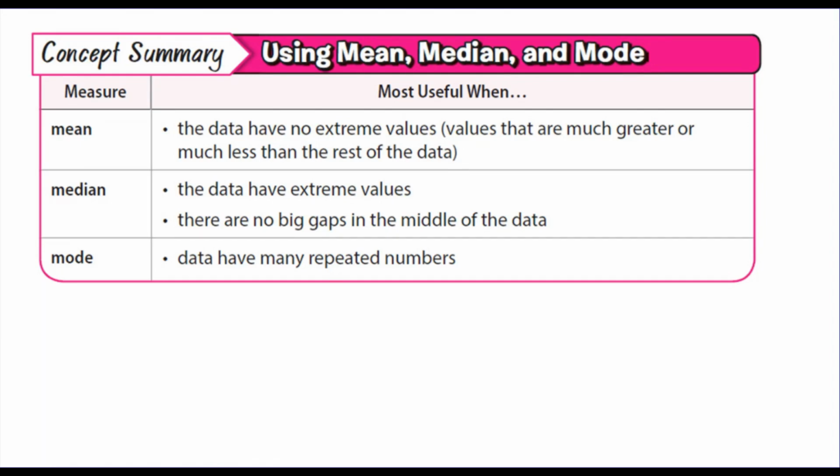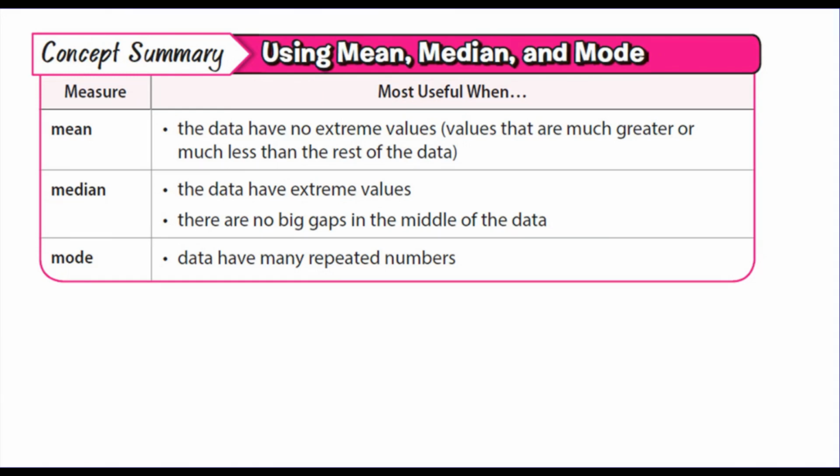So one extreme value can really pull the mean one direction, either too high or too low, and it can be misleading. So when you have extreme values, you want to use the median because it's immune to extreme values. And then the mode, it says to use that when data have many repeated numbers, but honestly, the mode doesn't really get used a lot.